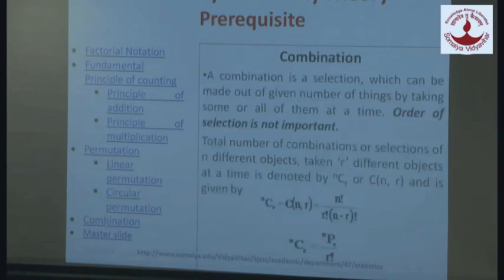Now just see the combination definition. Whatever I explained is put over here. Combination is a selection which can be made out of a number of things by taking some or all at a time. Order of selection is not important. So whenever you are given a problem, try to understand whether the order is important or not. Whenever order is important, go to permutation. Whenever order is not important, go to combination. The total number of combinations is given by the formula nCr equals n factorial divided by r factorial times n minus r factorial.